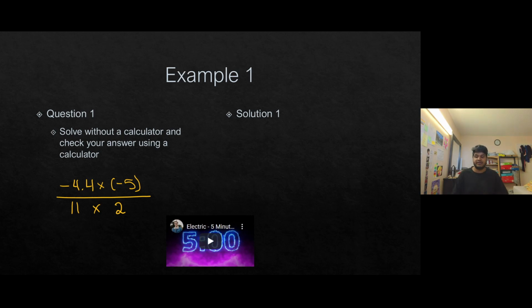It is negative 4.4 times negative 5 over 11 times 2. And you have 5 minutes to work through it, and at the end of the 5 minutes, we will take it up. Good luck.